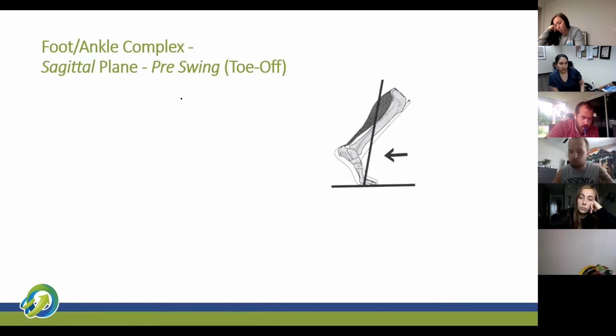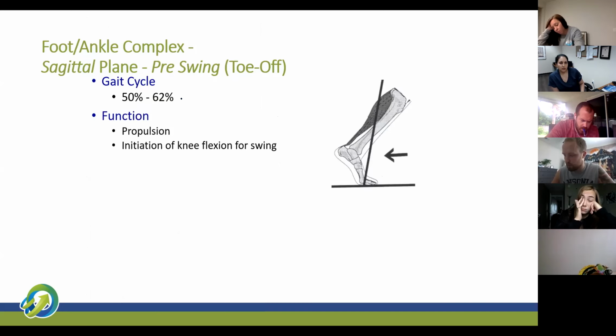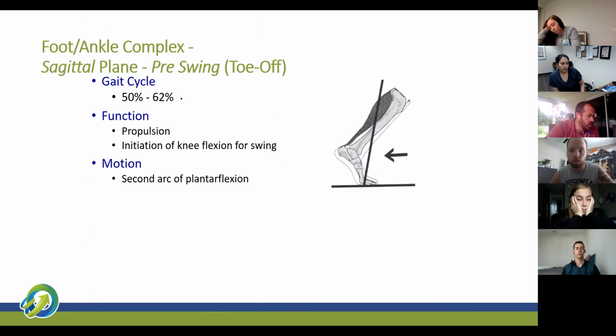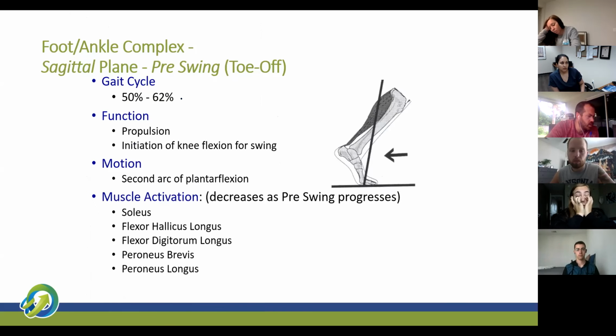And this is going to be at the pre-swing, which is the toe off, which is 50 to 62%. This is going to help with propulsion and initiation of the knee flexion for swing. Then this is the second arc of plantar flexion, and the plantar flexors are going to start to decrease as the pre-swing progresses. So that's the muscle activation, including soleus, flexor hallucis, digitorum longus, peroneus brevis, and the peroneus longus.